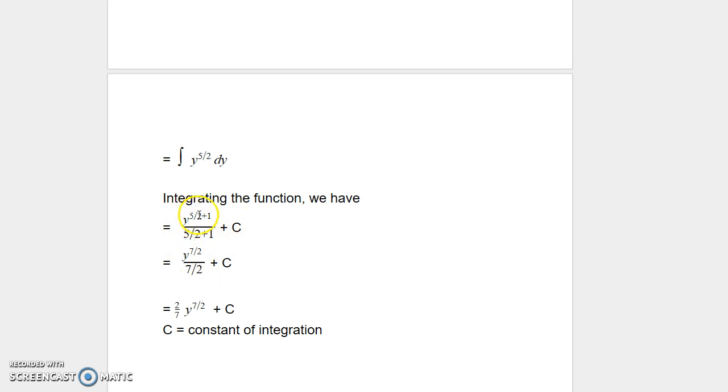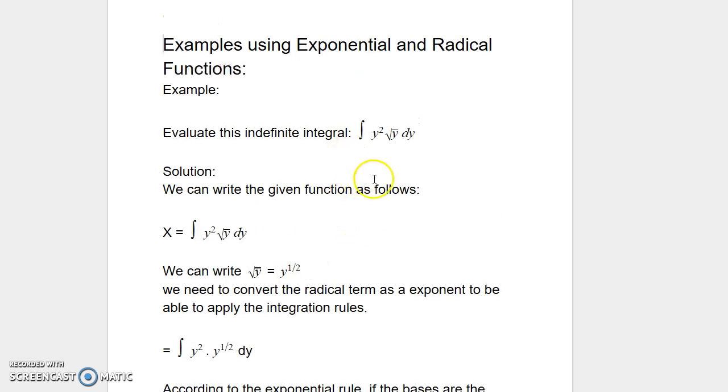So 5 over 2 plus 1 equals 7 over 2. So y to the power of 5 over 2 plus 1 converts to y to the power of 7 over 2. And in the denominator, we have 5 over 2 plus 1, which simplifies to 7 over 2, plus c. When we simplify some more, in the denominator we have 7 over 2, and when we bring it to the side of the expression, it converts to 2 over 7 times y to the power of 7 over 2 plus c, where c is the constant of integration. And that is our solution. So this is the way we want to solve exponential problems.